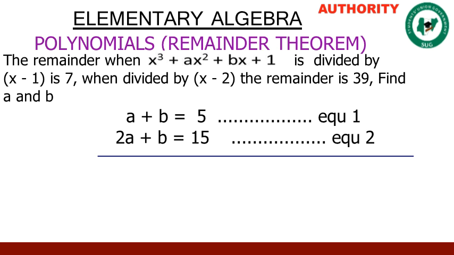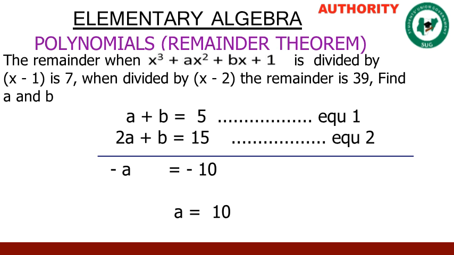Now let's go. We are going to have a minus 2a. It will give us minus a. Now b minus b, it will give us 0. 5 minus 15, we're going to have minus 10. So we have minus a is equal to minus 10. So our a can never be negative. Let's divide both sides by minus 1 to remove the negative. So we're going to have a is equal to 10. Yes, we have gotten a value for a.